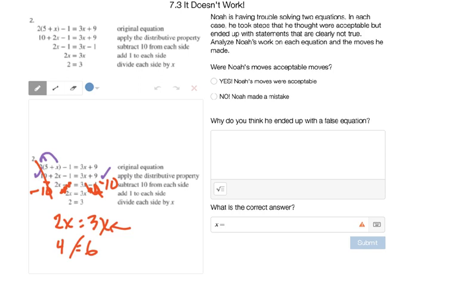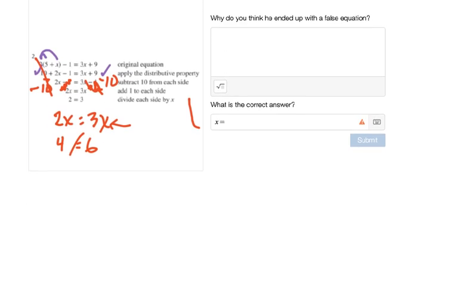So hopefully you gave this a little bit more thought. And we were plugging in numbers. So one thing I want you to think about is, I'm going to erase my little line here. What happens if I put in 0? What happens if I say that x is equal to 0? Because x can be 0. So what's 2 times 0? 0. And what's 3 times 0? 0. So where did he go wrong?